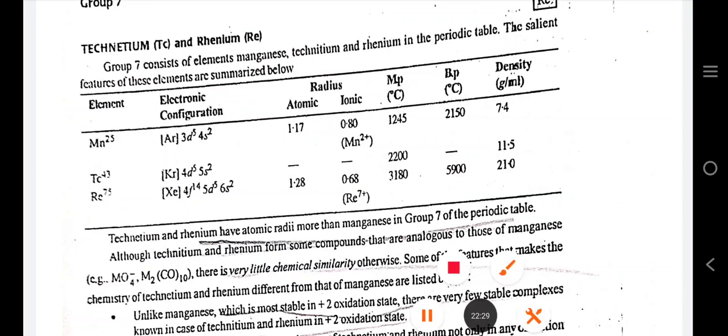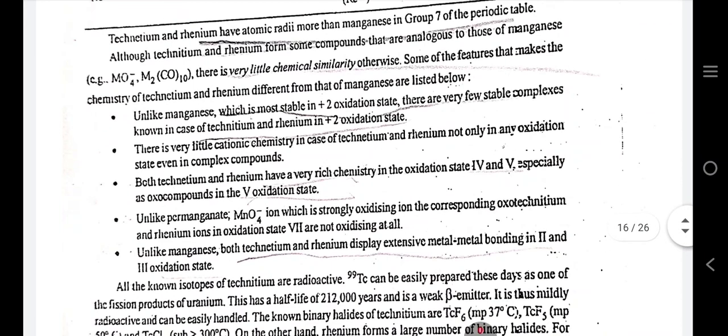Technetium and rhenium. Group 7 consists of elements manganese, technetium and rhenium in the periodic table. The salient features of these elements are summarized below. Technetium and rhenium have atomic radii more than manganese in group 7 of the periodic table. Although technetium and rhenium form some compounds that are analogues to those of manganese, there is very little chemical similarity. Some of the features that make the chemistry of technetium and rhenium different from that of manganese are listed below.